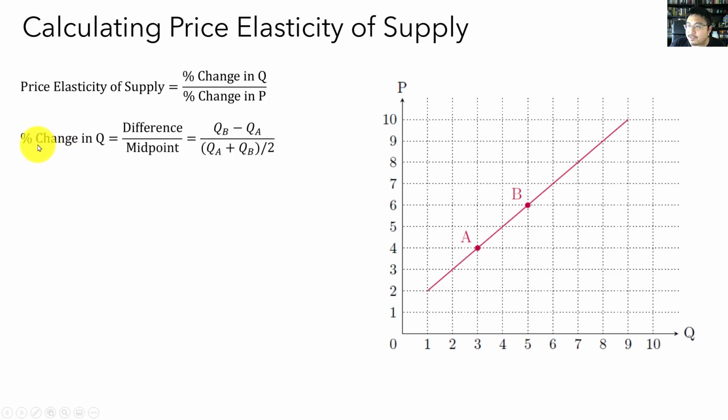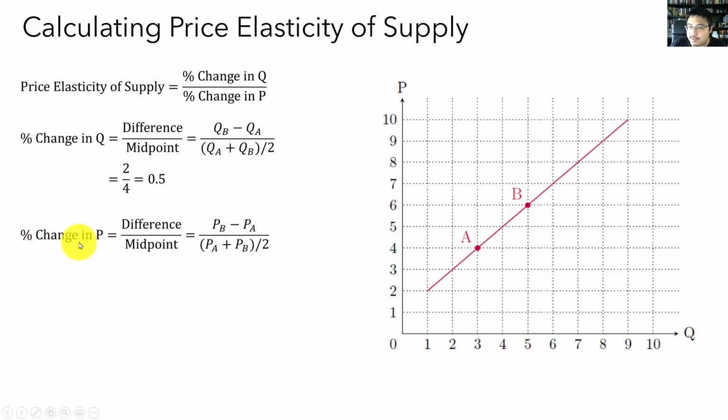To calculate the percent change in quantity, we take the difference and we divide it by the midpoint. At point A, the quantity is 3. At point B, the quantity is 5, and so the difference is 2. The midpoint is 4, and so the difference divided by the midpoint is 2 divided by 4, which is equal to 0.5.